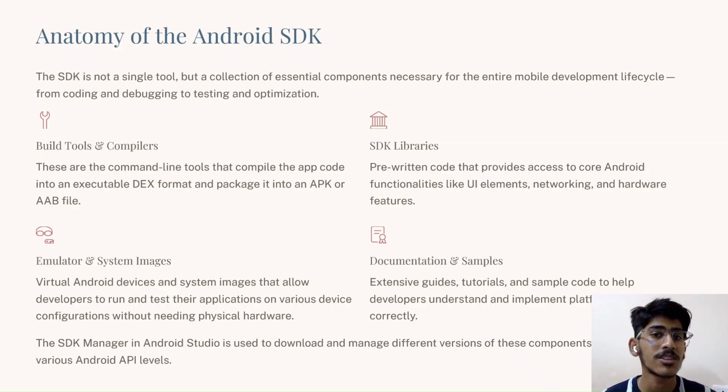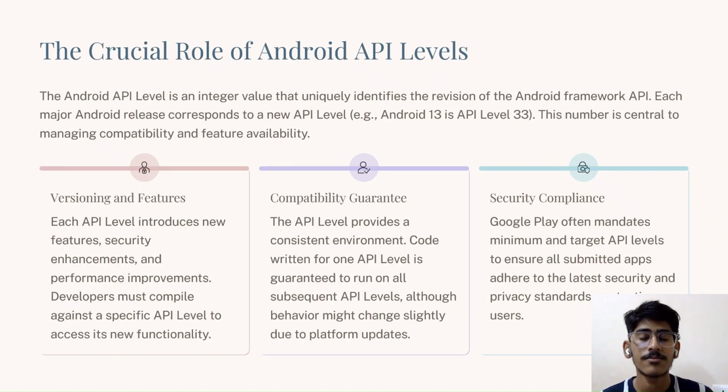The SDK Manager within Android Studio serves as the central point for downloading, updating, and managing the SDK components corresponding to specific Android versions and API levels. Every Android release is associated with a unique API level. For example, Android 13 corresponds to API level 33. These API levels are critical markers of platform evolution and compatibility. They determine what features are available and how applications will behave on different versions of the OS.